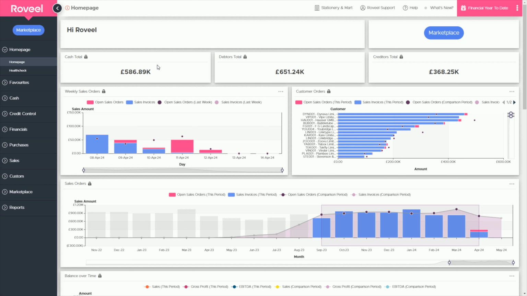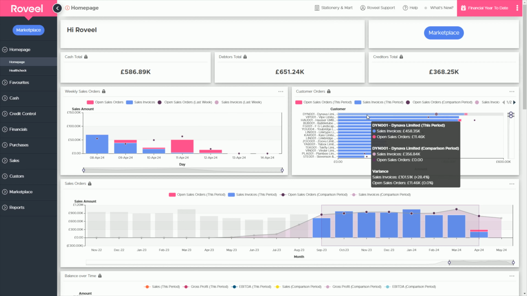So here we can see the total current cash position, total debtors, so the amount of money that's owed to you, and your liabilities, the creditors, and the amount of cash that you owe out of the business. It also gives you a summary of the weekly sales orders and automatically compares those with the sales orders from the previous week. So you can easily benchmark where you are against each day of the week.